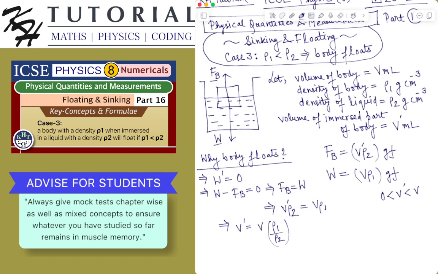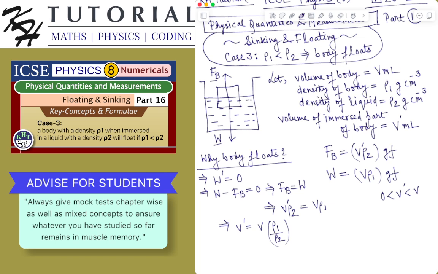Can this be true for any value of V dash? If it is so, then we can always say that for some value of V dash, Fb, the buoyant force will be equal to the weight, and in that case the body will float, with V dash volume of the body being immersed in the liquid.